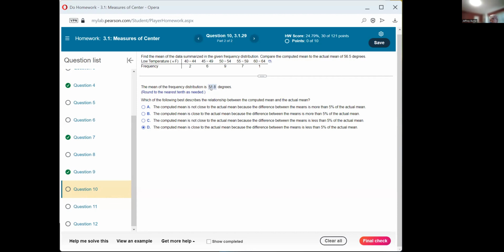So 51.8 is not within 5% of 56.5. And to calculate that, you would take 56.5 minus 51.8, and then you would divide that.